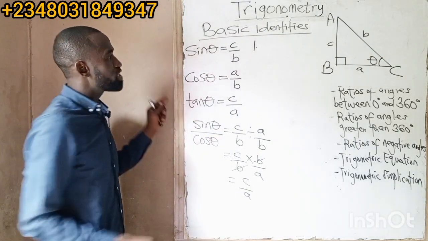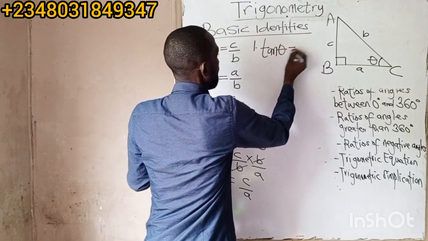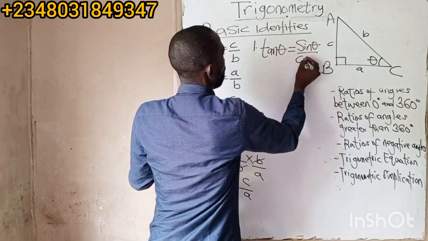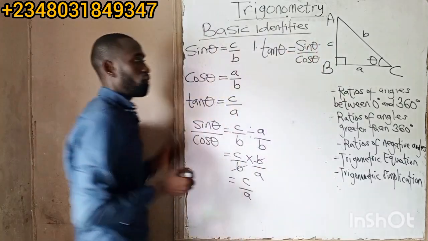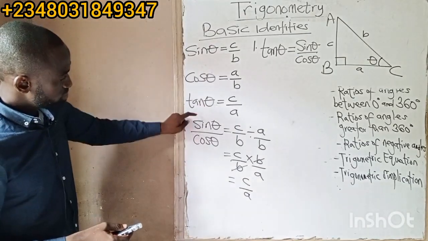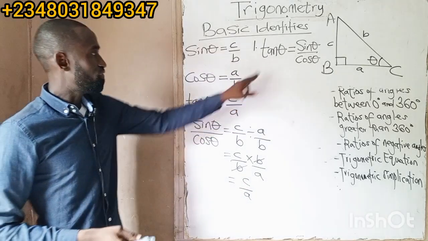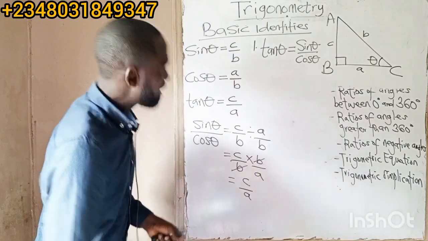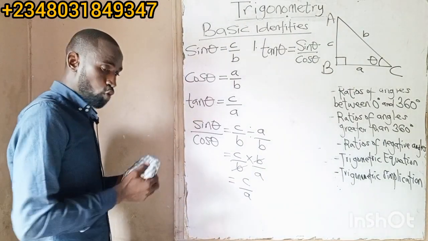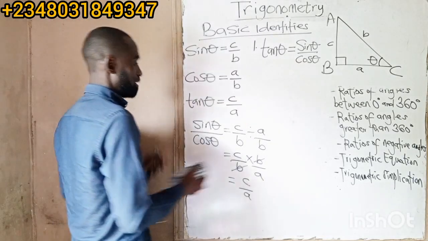So the first identity is that for every tan theta, I must have sine of theta all over cos of theta. That's the first basic identity, from this ratio: sine over cos is c over a, and c over a is tan. The second identity: if I square sine, square cos, and add them together, I must have 1.